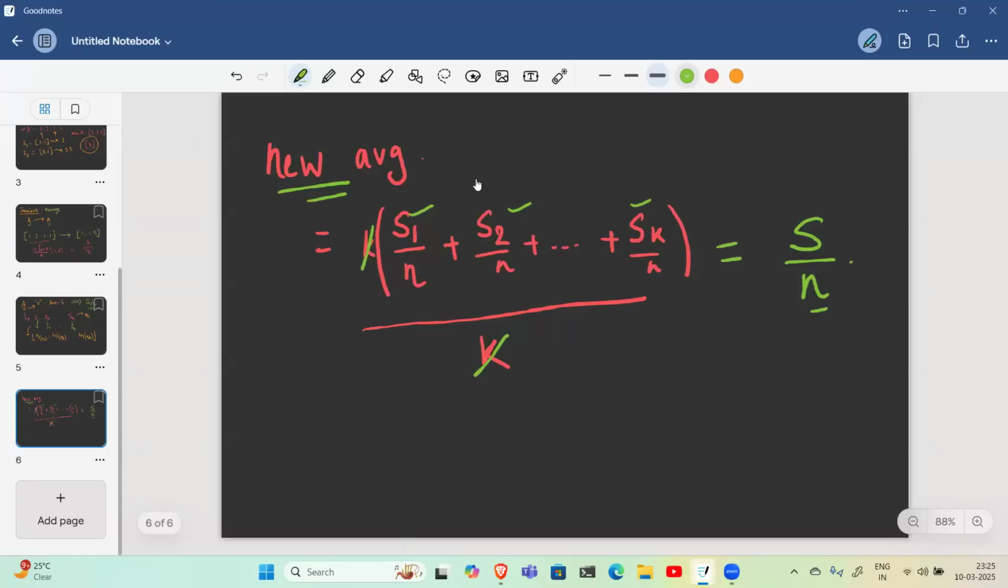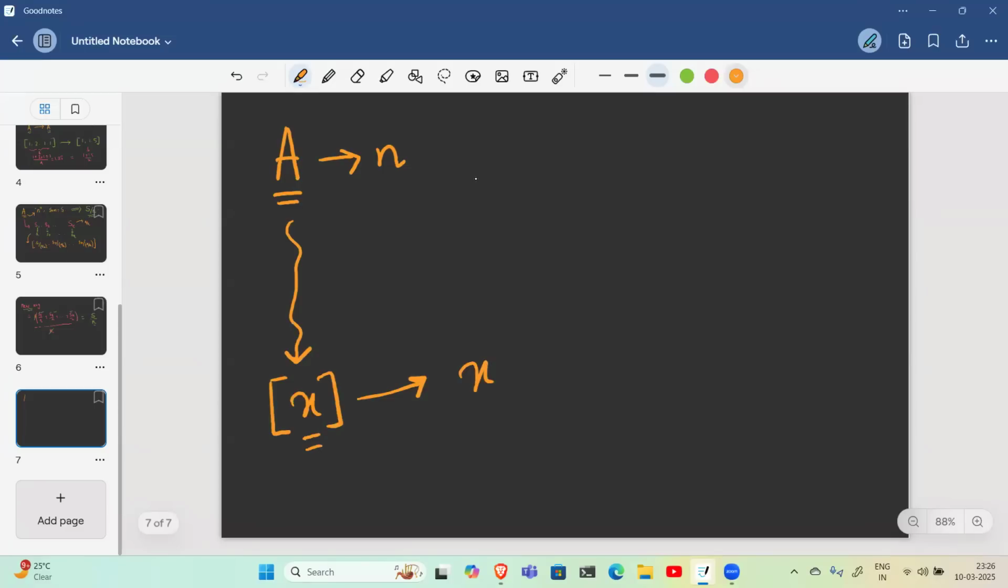Great. So if the average does not change, what was the initial question? I had an array A of length n, and I need to do some operations to convert it to an array of length 1, which is x. What is the average of this array? It is x itself. So that means it is possible only when the average of A is x. So the algorithm is simple: compute the average and compare it with x.